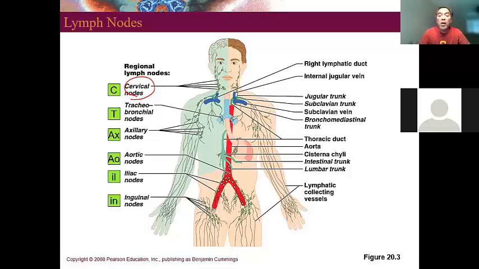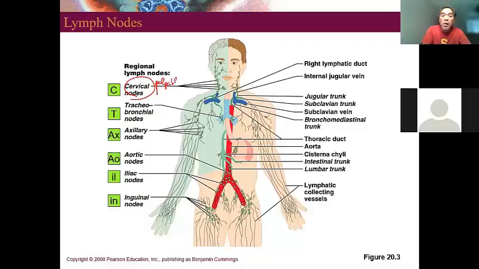So they're doing their job. They're trying to filter out the organisms together with the lymph. So that's the first lymph node, located just underneath the mandible, at the neck. And that node is palpable. When you say palpable, you can feel it when it becomes inflamed. So that is palpable.